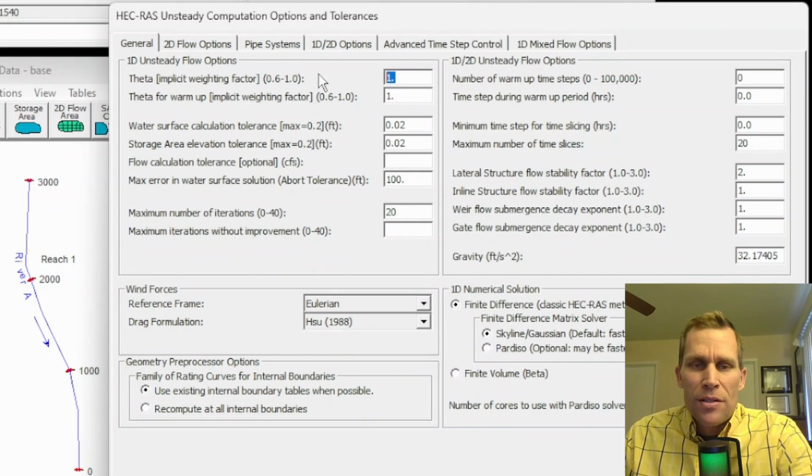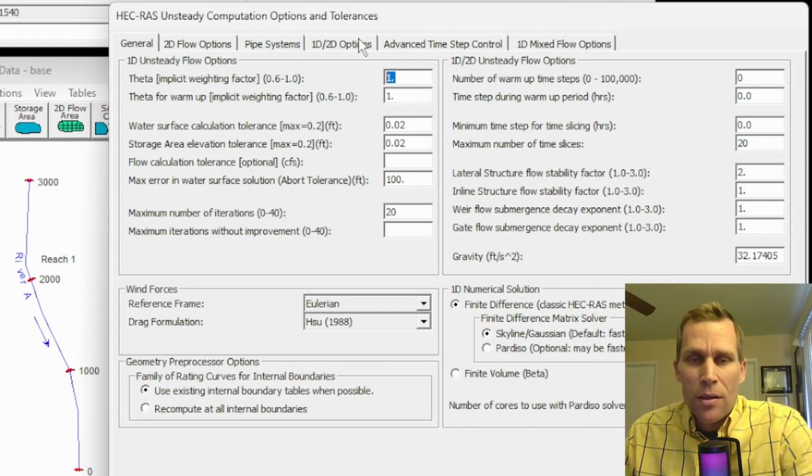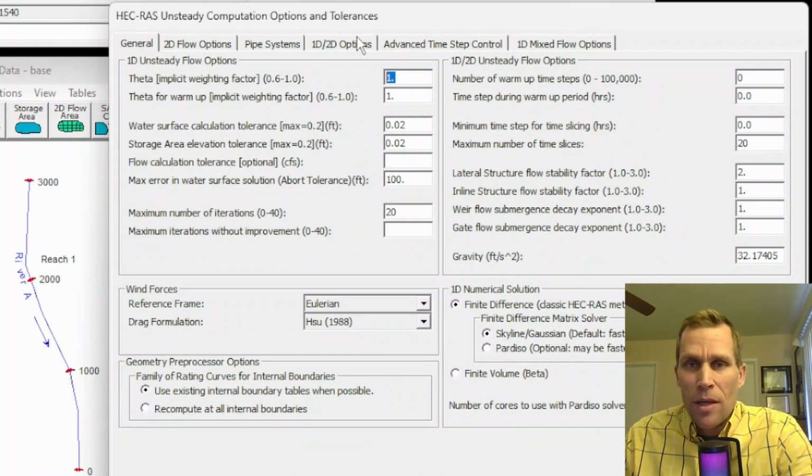All right, 0.6 is the minimum, theoretically 0.5. The value 1 here is going to provide the most stable but least accurate value for theta. 0.6 is going to be the most accurate but the least stable. So if you have a stable solution with 1, you may want to decrease your theta values, specifically this first theta value for the main simulation, to get improved accuracy in your results. But you don't want to decrease the value too much, otherwise your model may go unstable. So that's what I mean by there sometimes being a trade-off.